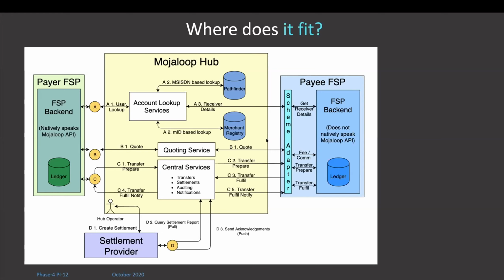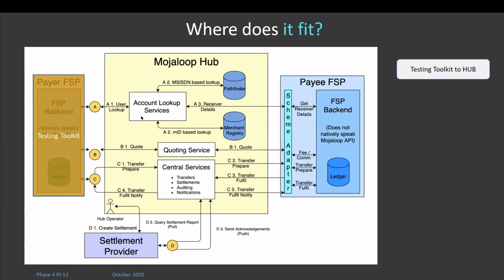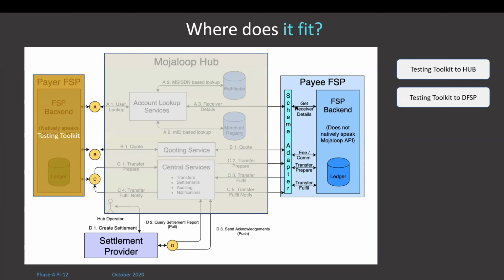So where can we use this testing toolkit? Where does it fit? This is the architecture diagram of the Mojaloop system. There is a payer FSP, Mojaloop switch, and payee FSP here. So here we can simulate the payer FSP with the testing toolkit. From the testing toolkit, we can send the outbound HTTP requests, and the testing toolkit can listen on a port where it can get the callbacks. So here we can send the request to the Mojaloop hub, or we can send the request directly to another DFSP.